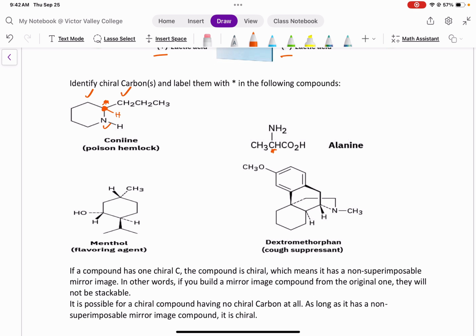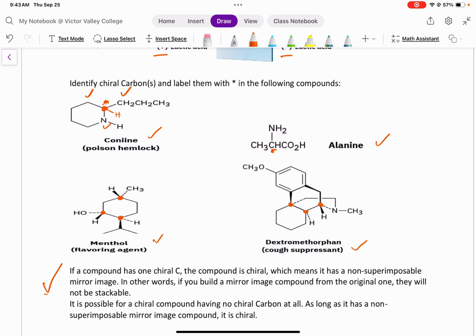This one, that's chiral right there, okay? All right, this one is interesting. That should be chiral. That should be chiral. And that should be chiral, right? So we got at least three there. Let me know if you see another one there. That's dextromethorphan. That's a cough suppressant. That's a pretty cool molecule. Alanine, that's an amino acid. Coniine, that's poison hemlock. Menthol, very popular, right? Should be one right there, one right there, and one right there. So we got three chiral carbons.